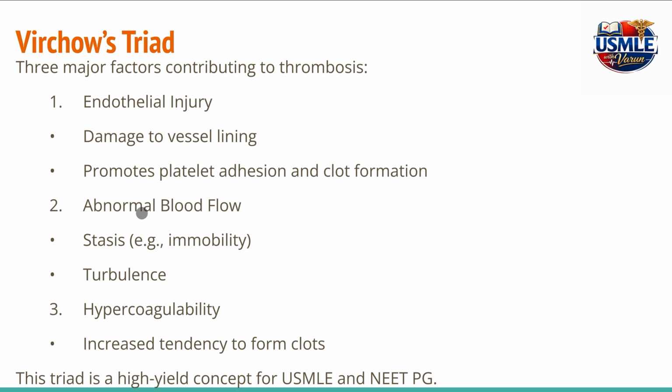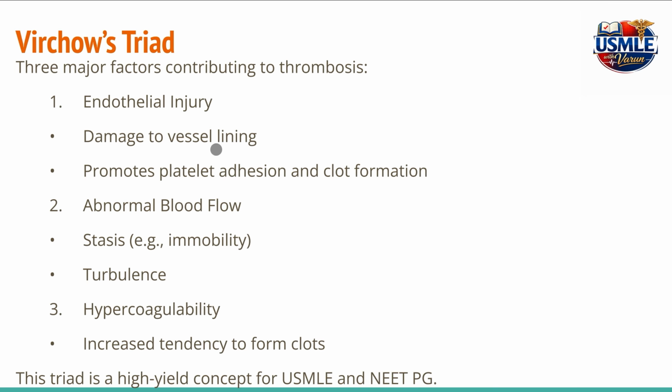In Virchow's triad, there are three main factors. The first is endothelial injury, the second is abnormal blood flow or stasis, and the third is hypercoagulability. This triad explains most cases of thrombosis, and it is called Virchow's triad.